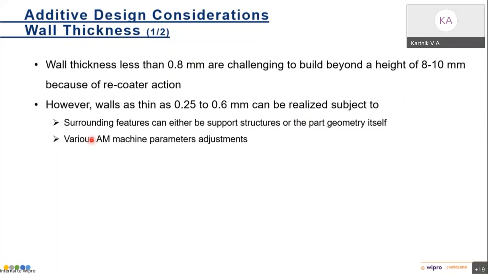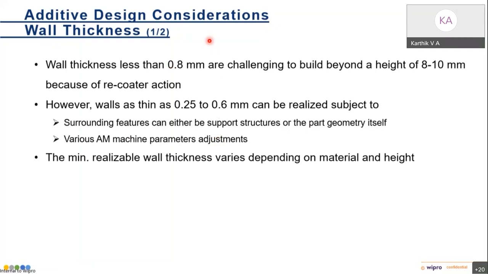When we say various AM machine parameters to be adjusted, one is the type of recoater we are using. Normally machines come with a hard recoater, but changing that to a soft recoater, say a rubber based recoater, or one whose edges have brushes like the ones we find on a toothbrush, we find that the load exerted onto the build platform is drastically reduced. As a result, you will not have damage to the wall structures.